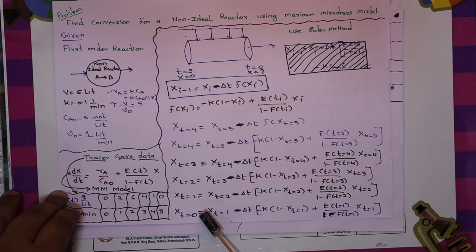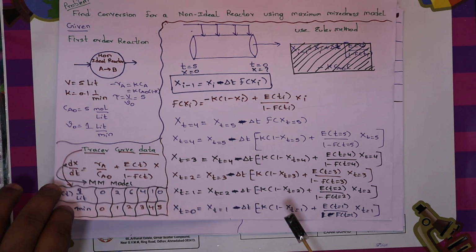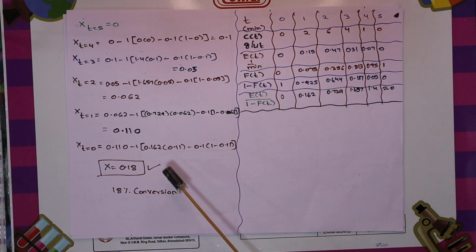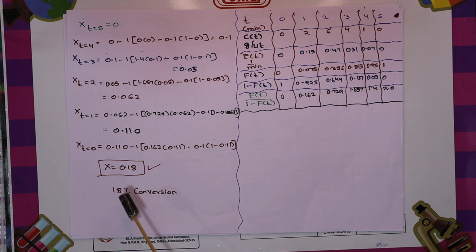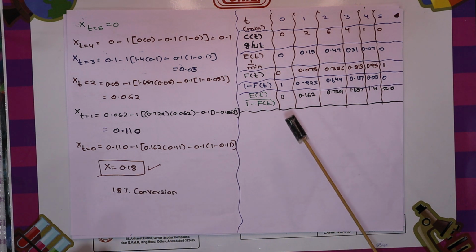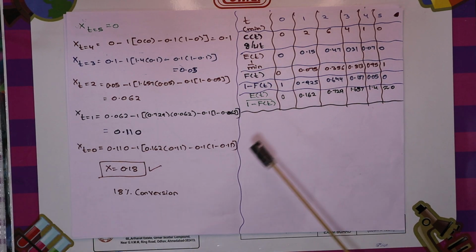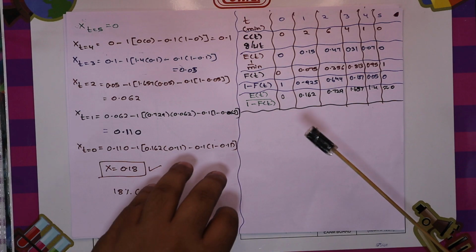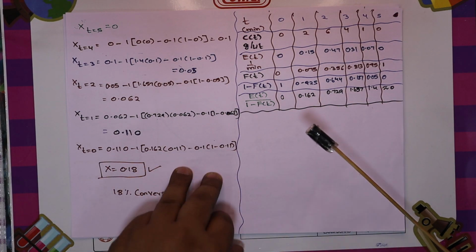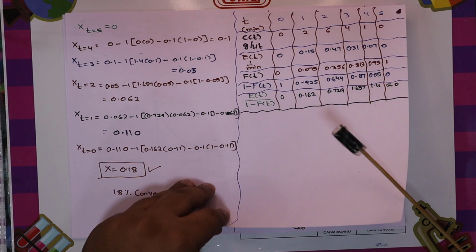Simply you get the final conversion from this final equation. So you are going to get at time t equal to 0, that means at the exit of the reactor, the conversion is 18%. This is how we can find out, given the tracer curve data, the conversion from a reactor. This is assuming the maximum mixedness model.